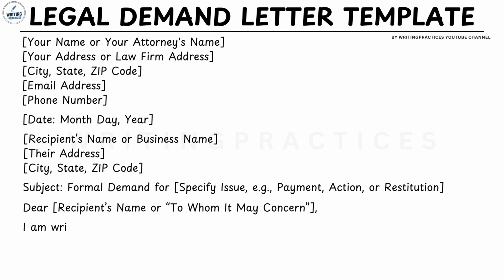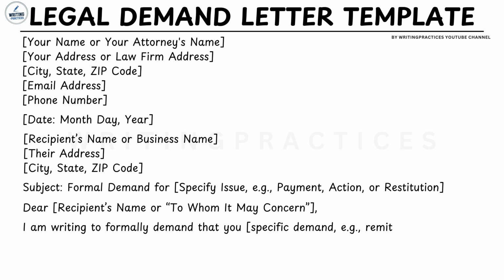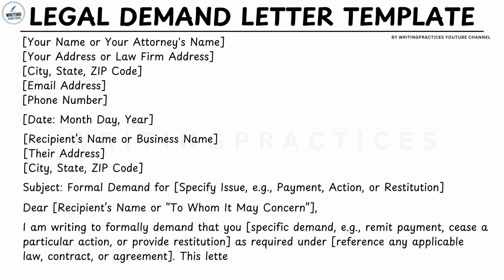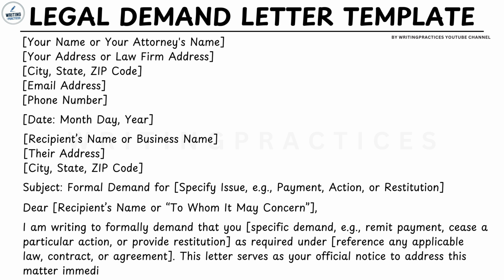Opening paragraph. Purpose of the letter. Now we dive into the core of your letter. This is where you directly state your demand. For example, you might write, "I am writing to formally demand that you [specific demand, for example, remit payment, cease a particular action, or provide restitution] as required under [reference any applicable law, contract, or agreement]. This letter serves as your official notice to address this matter immediately and avoid further legal action."